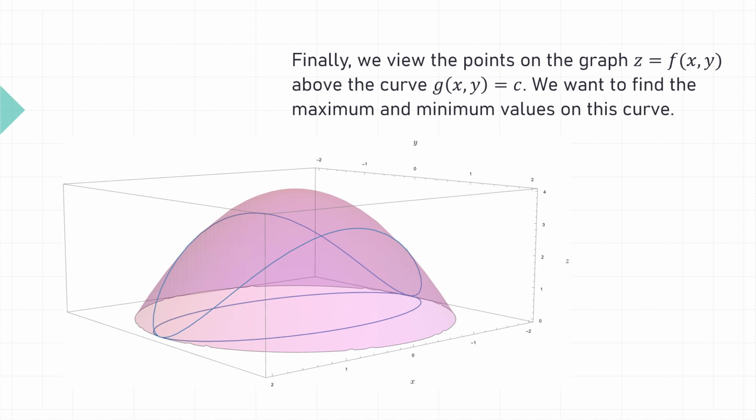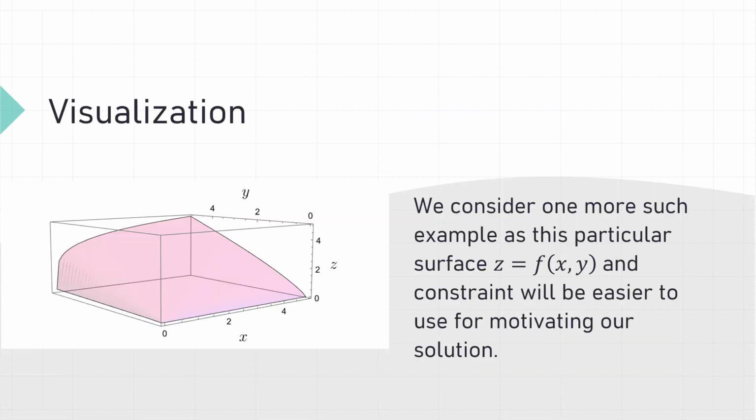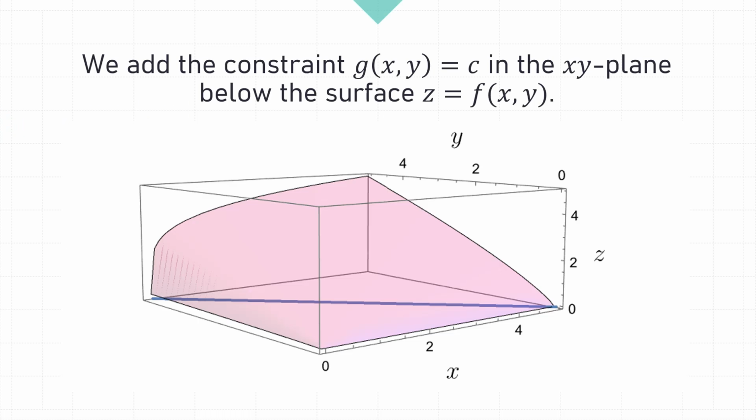So let's go ahead and look at one more picture of how this works. This is a different picture of a different surface. We're just using this one because it's going to be a little bit easier to draw the pictures to kind of see what we're doing here. So if we take this surface and we look at the same type of setup, I'm going to go ahead and add a constraint here.